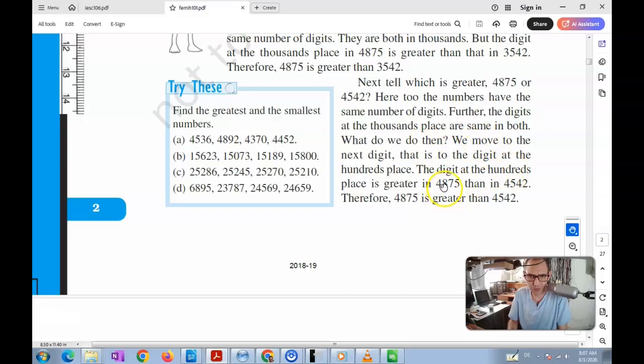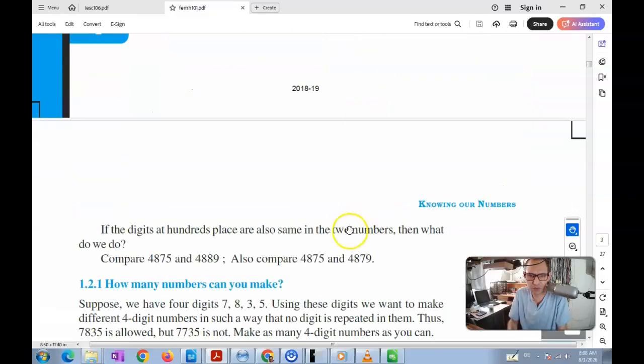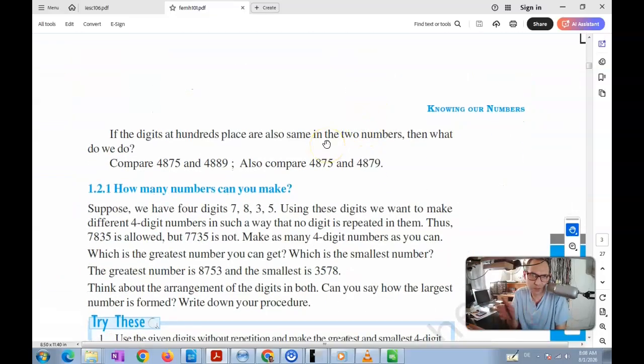But then what do we do if, for example, I have an 8 over here and also an 8 over here, right? So again, you can move essentially to the smaller digit in the numbers, and you can do so until you get to the ones place value in both numbers. Of course, if all the digits are the same, the two numbers are actually equal. None of them is greater than the other one.